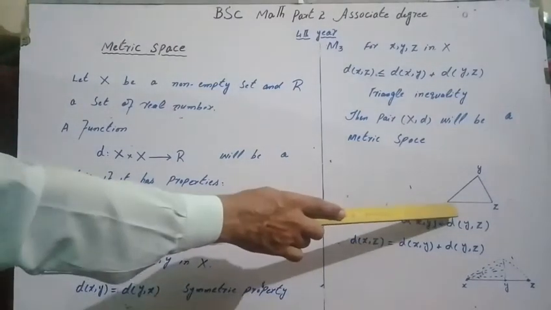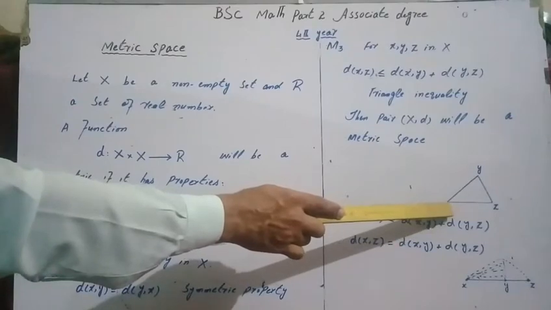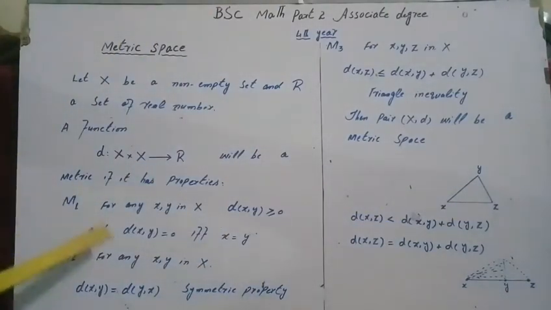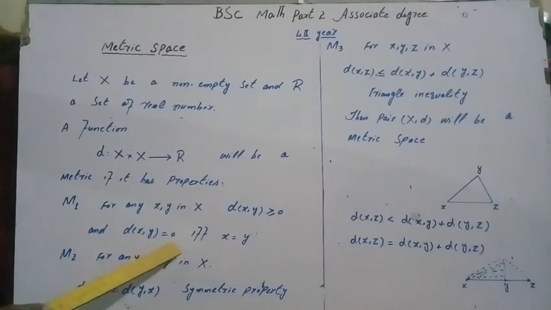Here I said the distance from that point x to itself will be 0. And d of x and y is equal to 0 if and only if x is equal to y. If the distance between x and y is equal to 0, then the condition here is necessary and sufficient: if and only if x is equal to y. If x is equal to y, then the distance between x and y will be 0. A very important point: if the distance between x and y is equal to 0, it means x is equal to y. And if x is equal to y, then the distance between these two points will be 0.